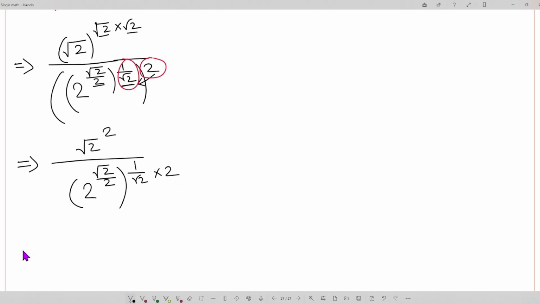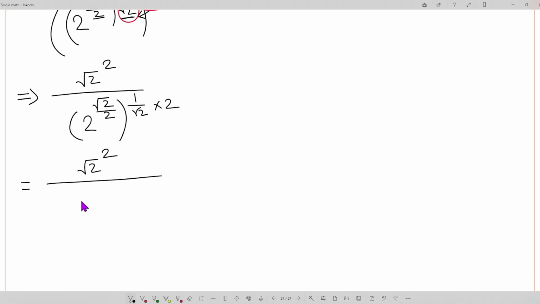Okay. Next, here is root 2 to the power 2. We will not do anything. Okay. Now this one we can write 2 to the power root 2 by 2 and times this one. So 2 means what? 2 means root 2 times root 2. So this root 2 and this root 2 we can divide. So we will get only root 2. So we can write root 2.